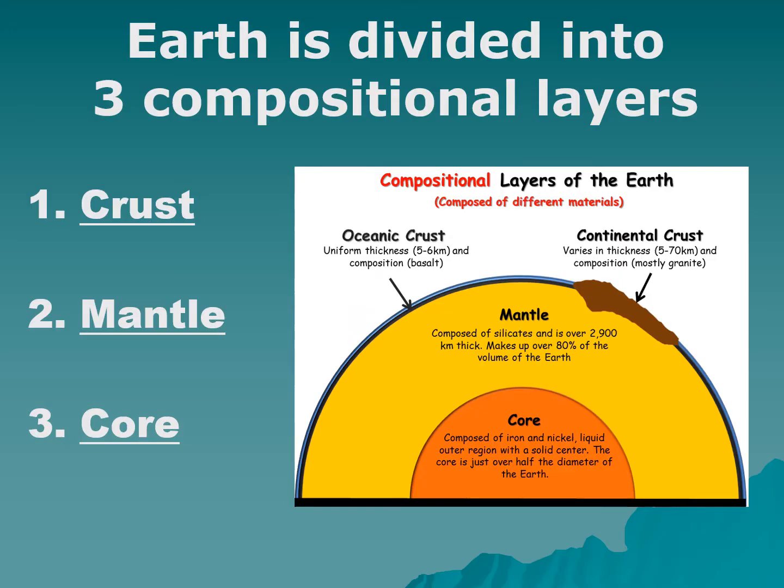Our 3 compositional layers are the crust, the mantle, and the core. Each one of these is divided based on the composition of the layer. That means the ingredients, what makes it.